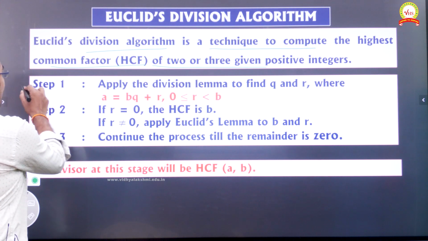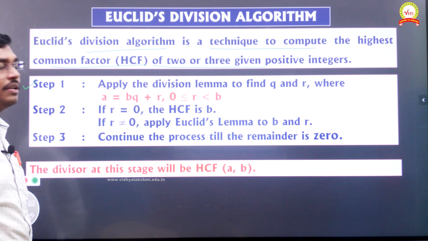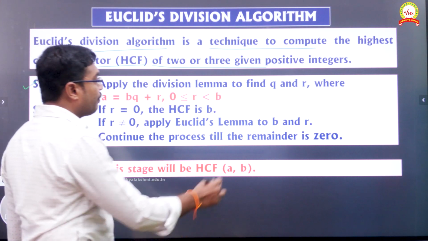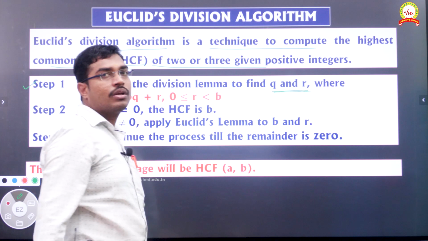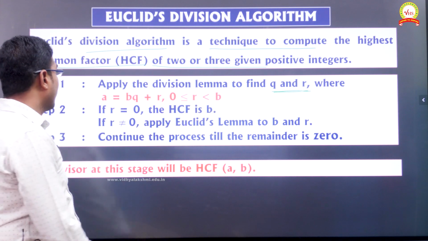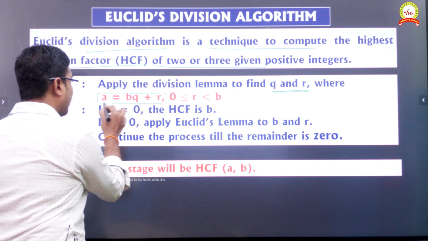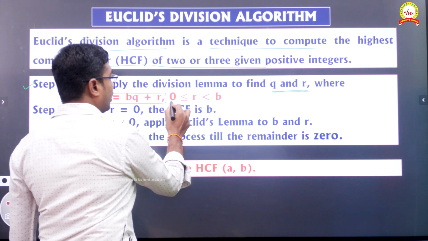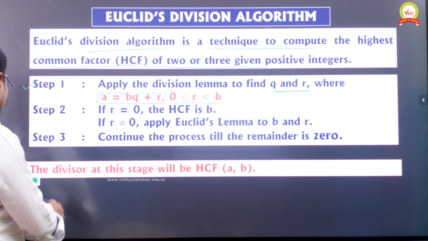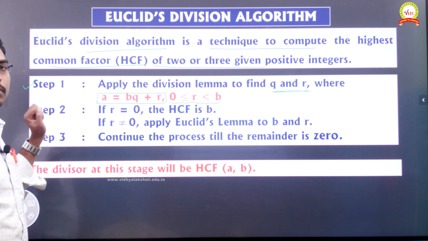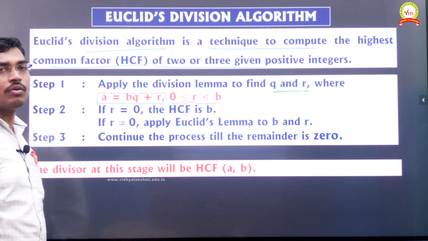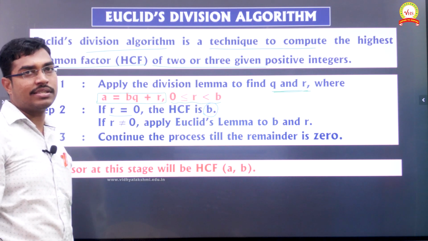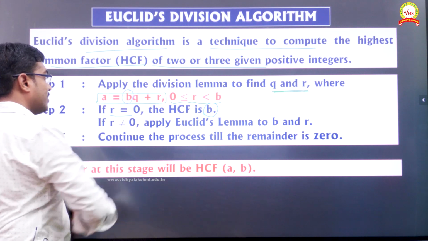Okay. So step number 1, how to solve using the Euclid division lemma. Apply the division lemma to find q and r, where q means quotient, r is the remainder, and a equals bq plus r. This is Euclid division lemma, already you know very well. So the remainder comes 0 less than or equal to r less than b. Next, step number 2, if you get r equal to 0, remainder is 0, the HCF is b. b is the divisor.